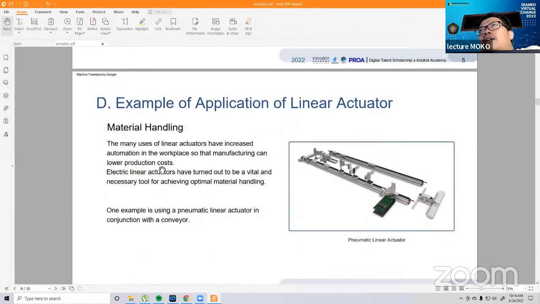Material handling is a vital machine in industry. Most of them use a pneumatic linear actuator. The pneumatic linear actuator means this actuator is driven by air, high pressure air.